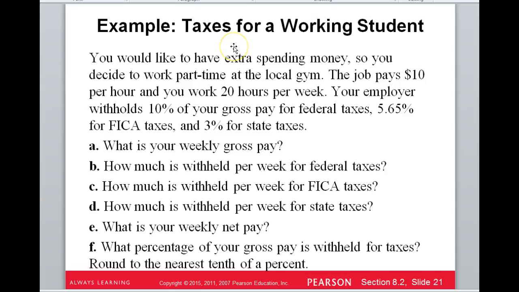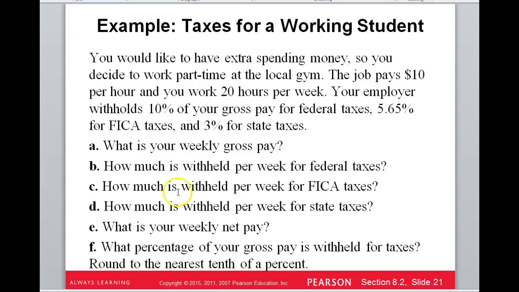All right, tax rates for a working student. So you want to have extra spending money, so you are going to work a part-time job in addition to your school. The job pays $10 per hour, and you work 20 hours per week. So 10 times 20 is 200. You're making $200 a week. Your employer is going to hold 10% of your gross pay for federal taxes, and then your 5.65% FICA taxes, 3% for state taxes.